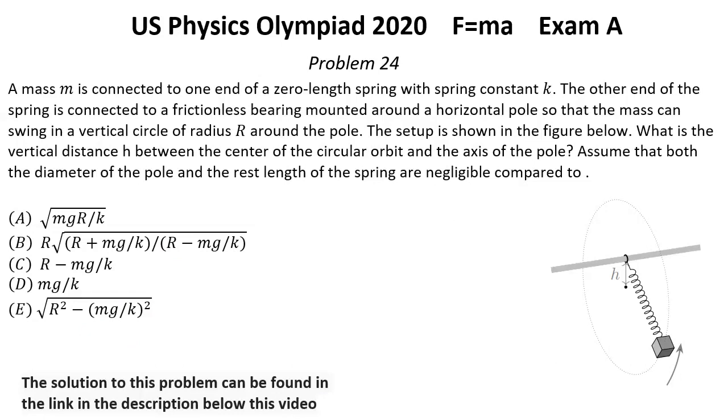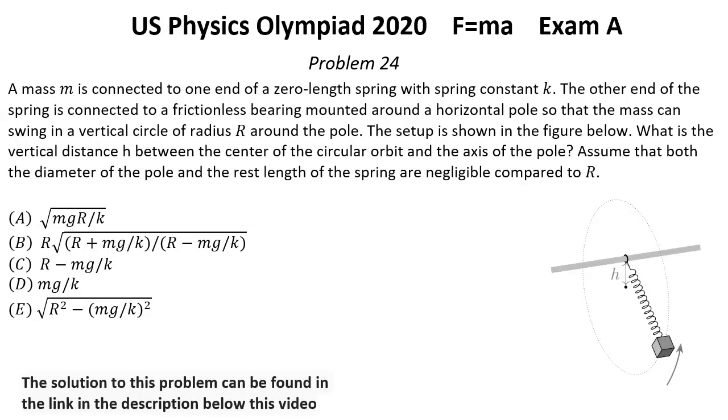Problem number 24. A mass M is connected to one end of a zero length spring with a spring constant K. The other end of the spring is connected to a frictionless bearing mounted around a horizontal pole so that the mass can swing in a vertical circle of radius r around the pole. The setup is shown in the figure below. What is the vertical distance h between the center of the circular orbit and the axis of the pole? Assume that both the diameter of the pole and the rest length of the spring are negligible compared to r.